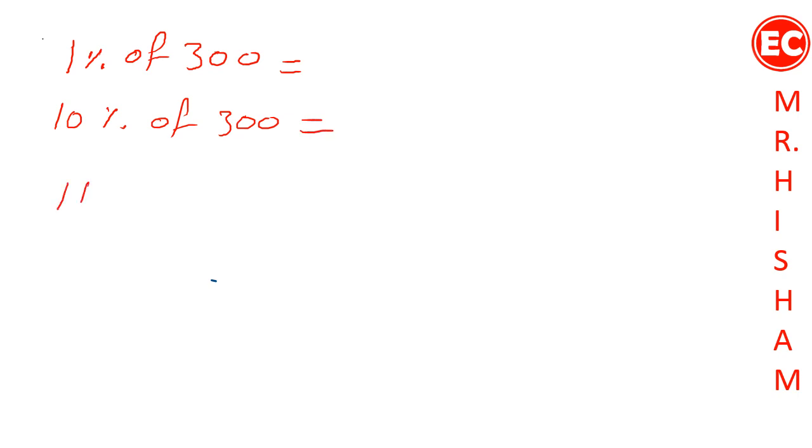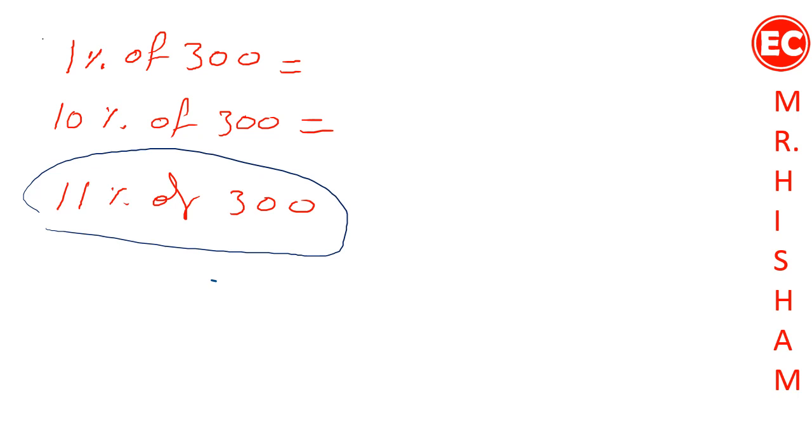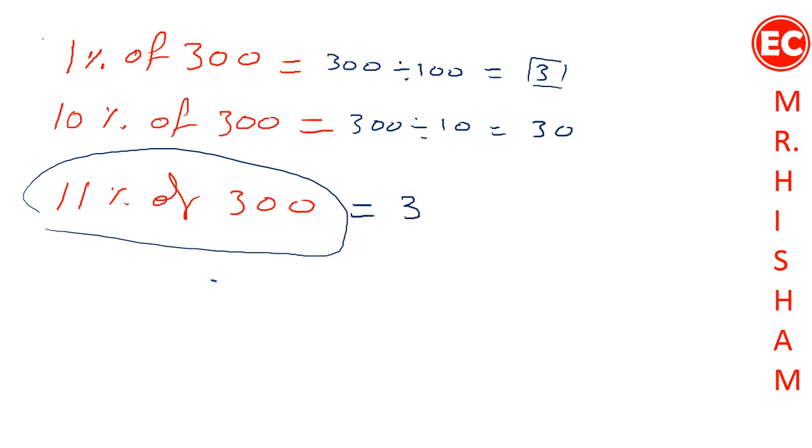Let's clarify more how we can find 1% of 300, and then how we can figure out 10% of 300. So together we can figure out what is 11% of 300. If I'm asked to find 11% of 300, first I can find 1% by dividing 300 by 100, which is 3. And then find 10% of 300 by dividing 300 by 10, which is 30. So it's easy now to write that 11% of 300 is 33.